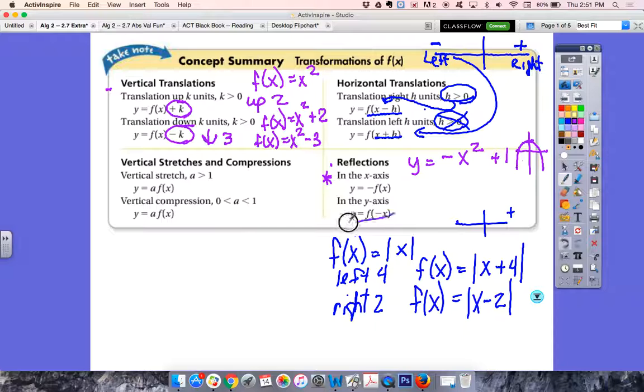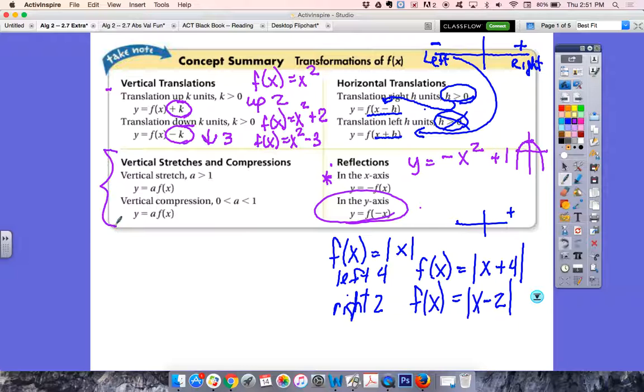We're going to hold off on reflecting in the y-axis for right now. Okay. The other thing we did mention was the vertical stretches and compressions. Remember I told you you could use the A and it kind of acted like slope? For right now, that's the way we're going to approach it. Just know that there are some quirks with that for more complicated functions.